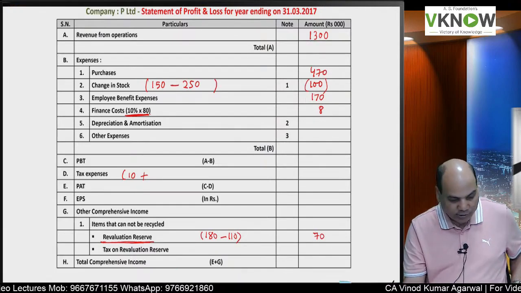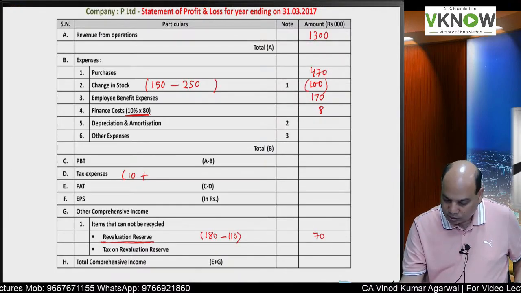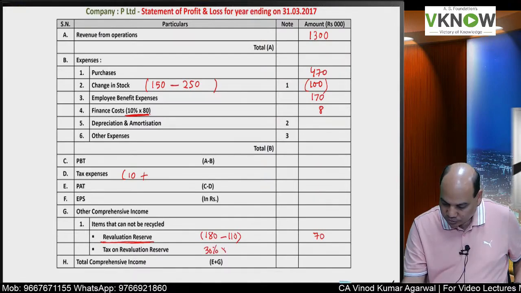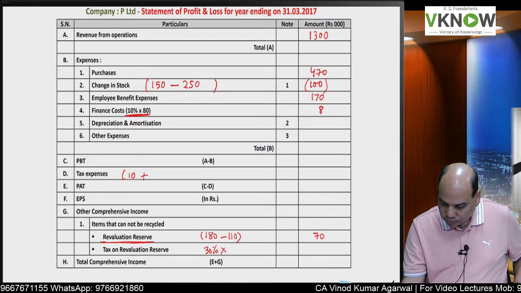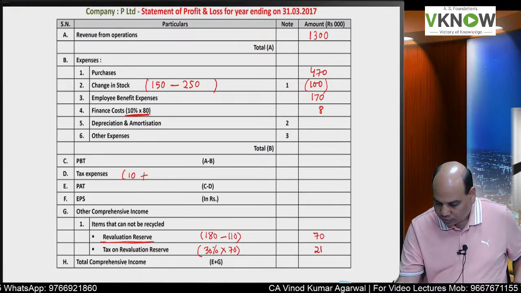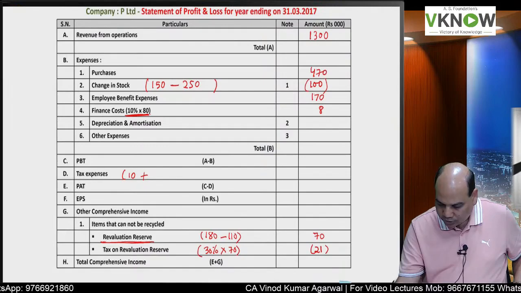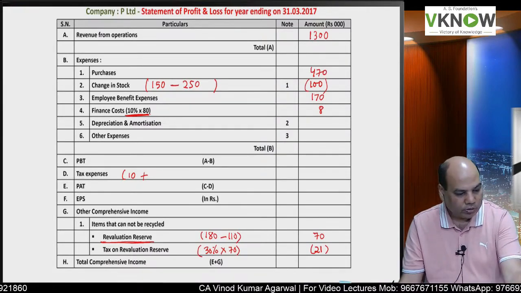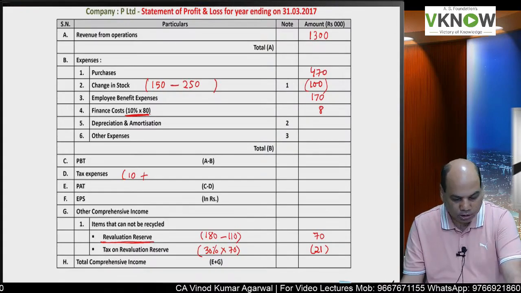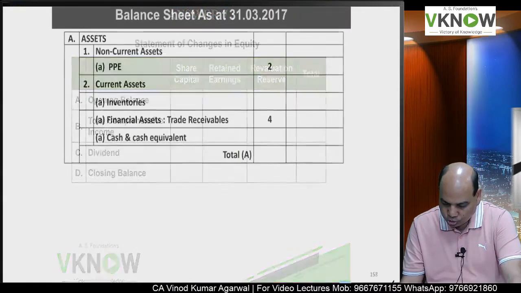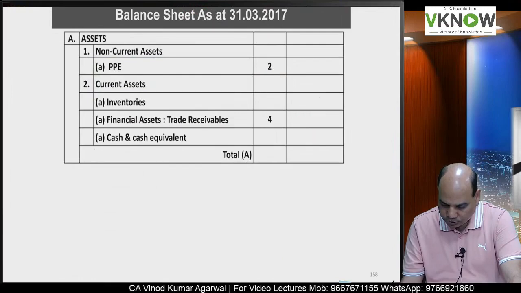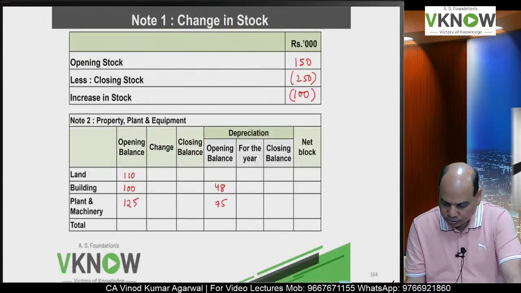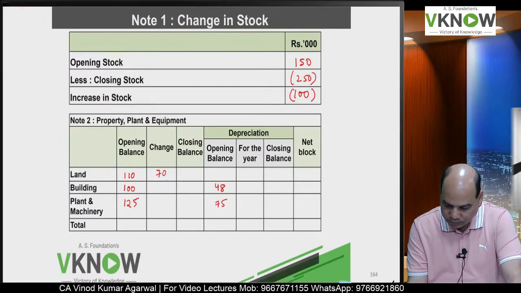But there is a tax also. So there will be a deferred tax liability on this: 30% of 70. How much is that? 21 negative. Okay, now we'll come to the second effect of that. So first you come to PPE, note 2. Where is PPE? Okay, note 2. Land, write down change 70. Is it right?